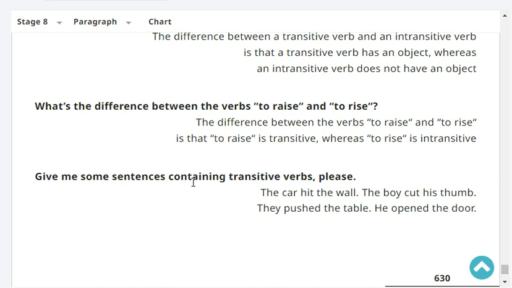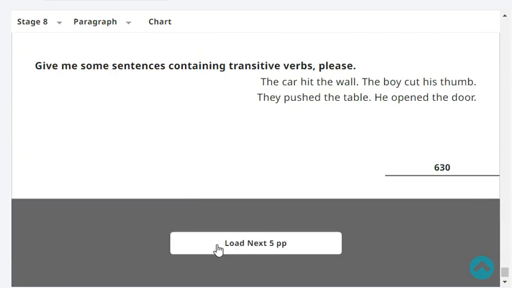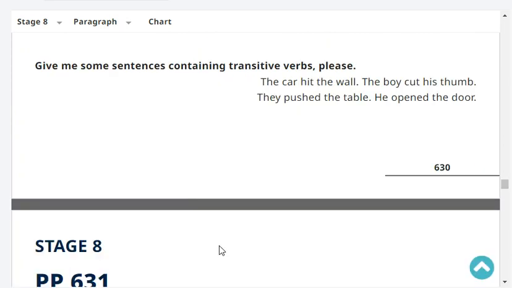Is intransitive. Give me some examples containing transitive verbs, please. The car hit the wall. Hit is the verb. Like hit, not eat. The car hit the wall.